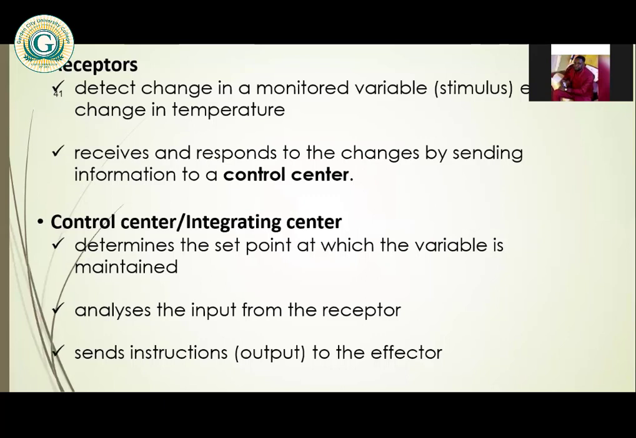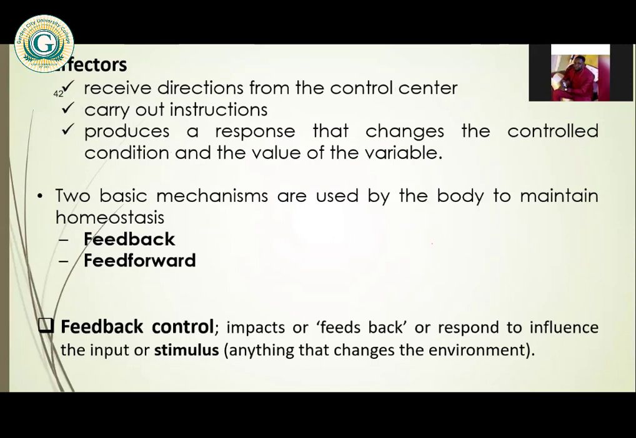The output goes to the effectors. The effectors can be muscles or glands. They receive directions from the control center and carry out an instruction. So as we go through more examples, you explain point by point which effectors are found in the example and what actually occurs. Effectors produce a response that changes the controlled condition, the value of the variable.